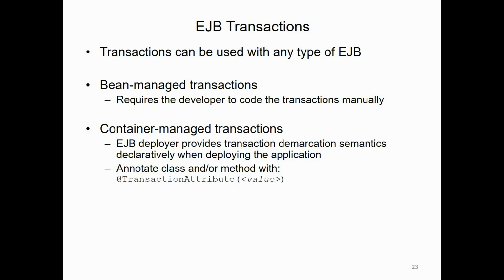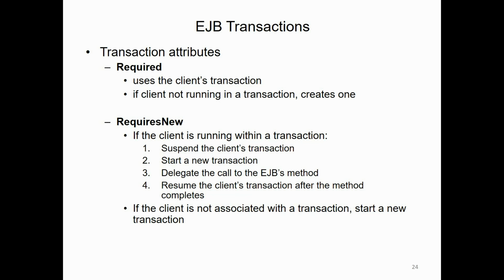So the values of the transaction attribute are several. For example, if we say that the transaction attribute is required, we must operate inside a transaction when executing that method. So if the client is already using a transaction, then this method will use that client's transaction and operate within the context of that client's transaction. On the other hand, if the client was not running a transaction, because a transaction is required in this particular case, then a transaction will begin and will not finish until this method has finished its execution.